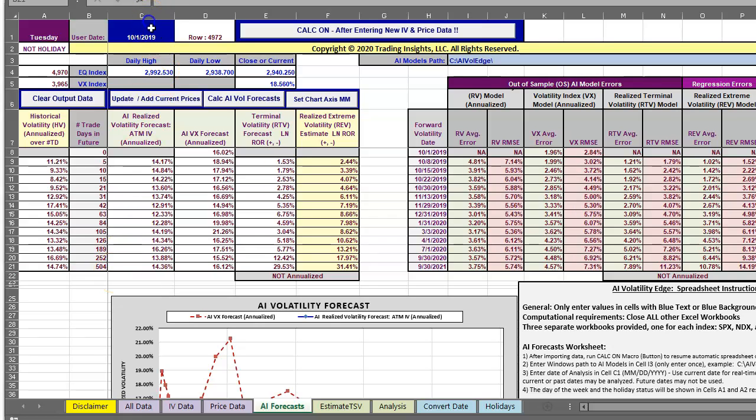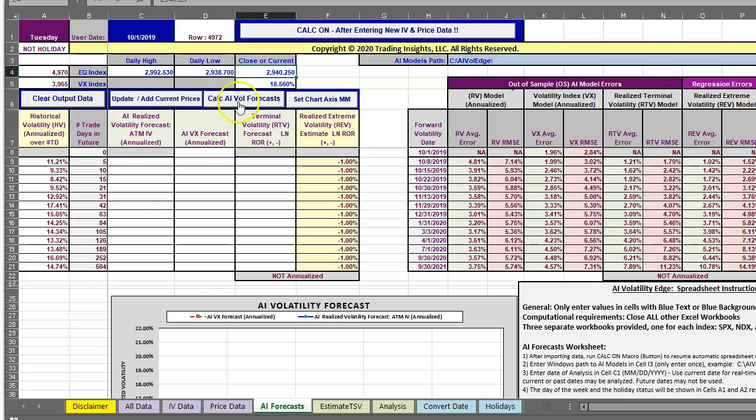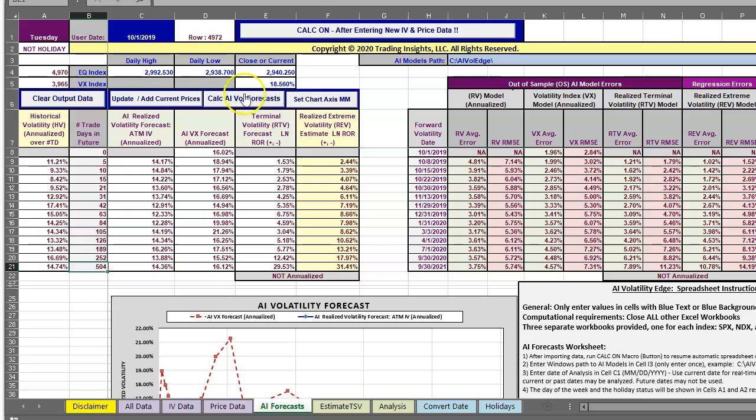The next stop in the process is to select an analysis date, which I've already done, of 10/1/2019. We then clear the output data, calc the AI volatility forecast using the push button macros, and if necessary, set the chart minimum and maximum. And that populates all graphs and tables.